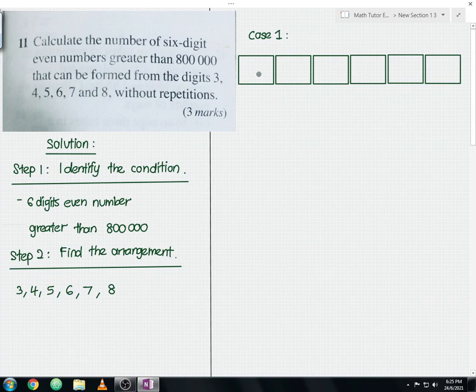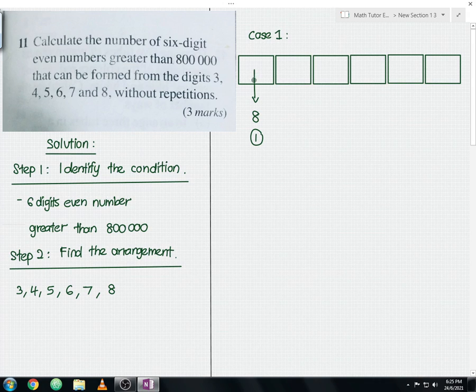In general, since we need to form a number greater than 800,000, your first digit can only have one possible number, which is number 8. You cannot have numbers less than 8, for instance 3, 4, 5, 6 and 7. If you place any of these numbers in the first digit, it will give you numbers which are less than 800,000. So I hope you understand the reason behind this. You can only have one outcome over here, for the first digit.